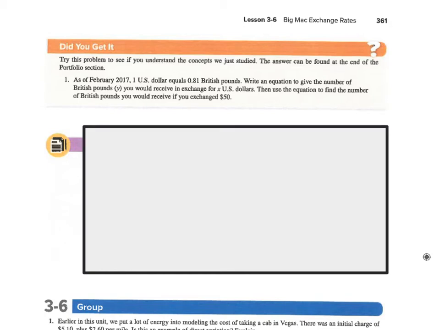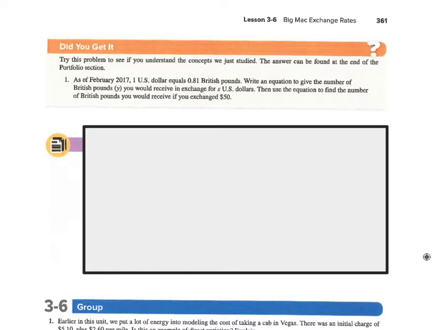Okay, so we're on page 361. Let's look at number 1 on the Did You Get It? As of February 2017, $1 equals 0.8100 British pounds. Write an equation to give the number of British pounds y you would receive in exchange for x US dollars. Then use the equation to find the number of British pounds you would receive if you exchange $50.